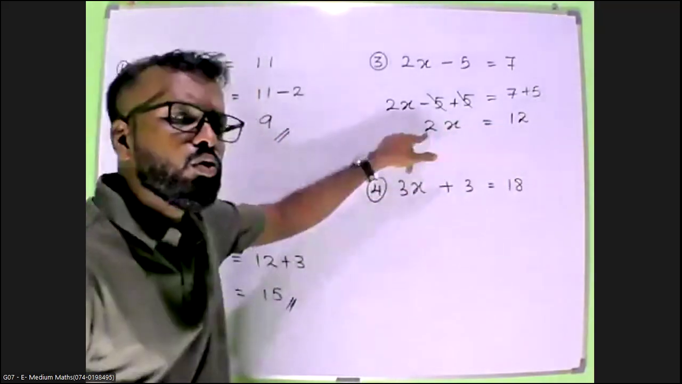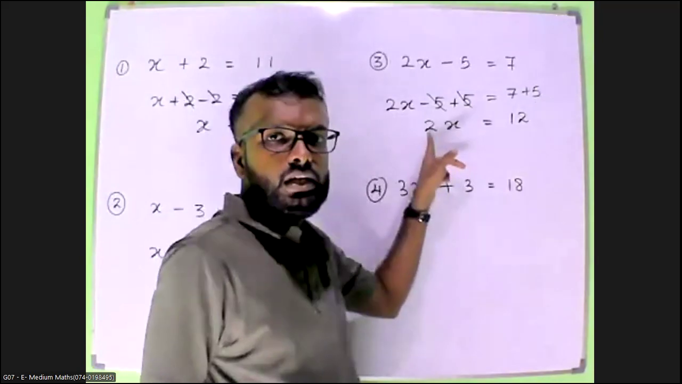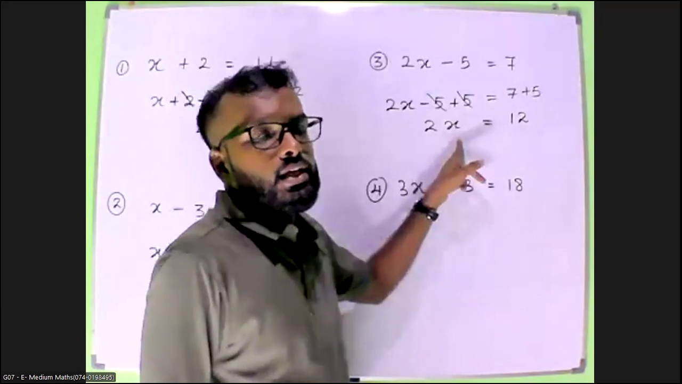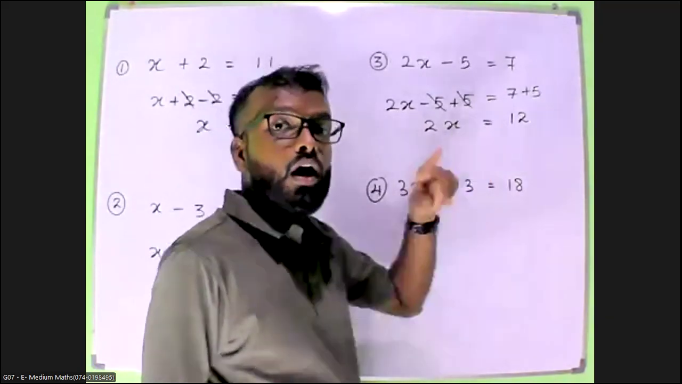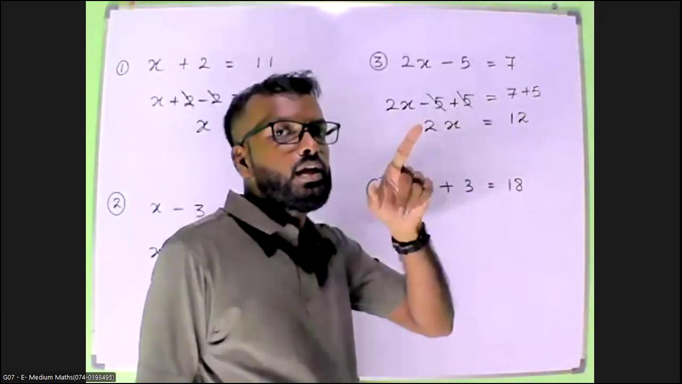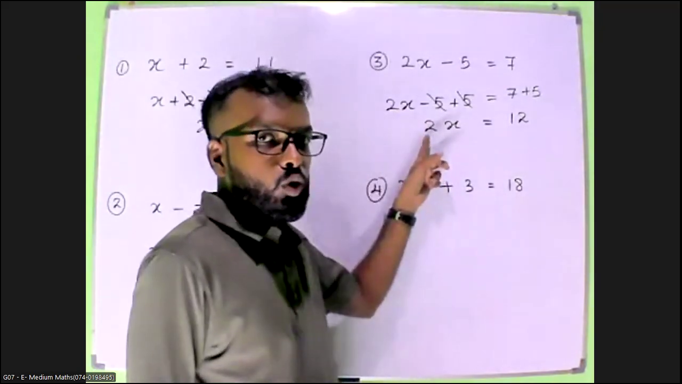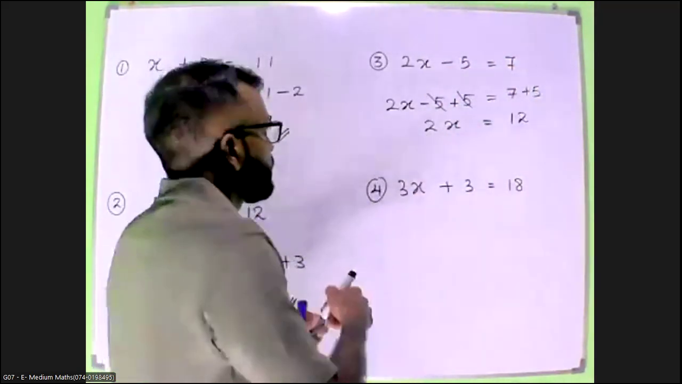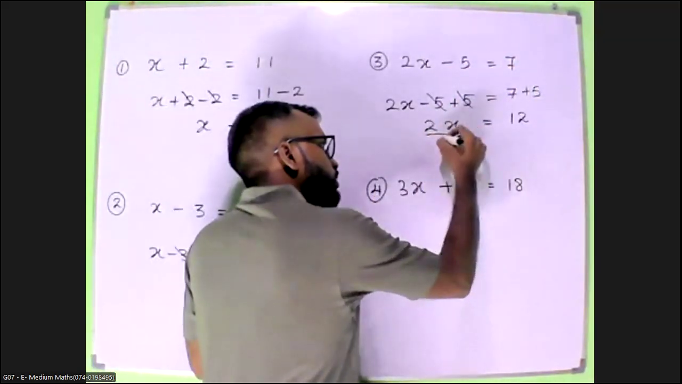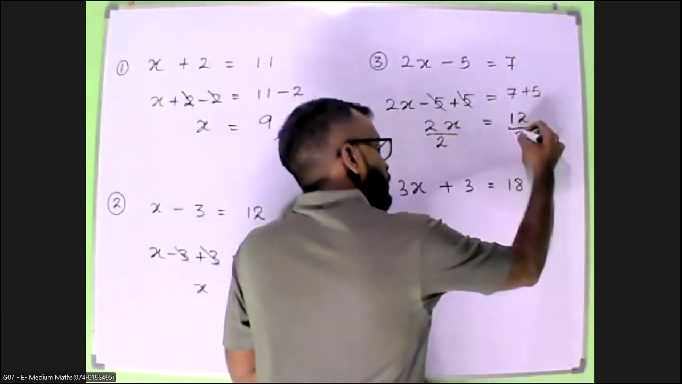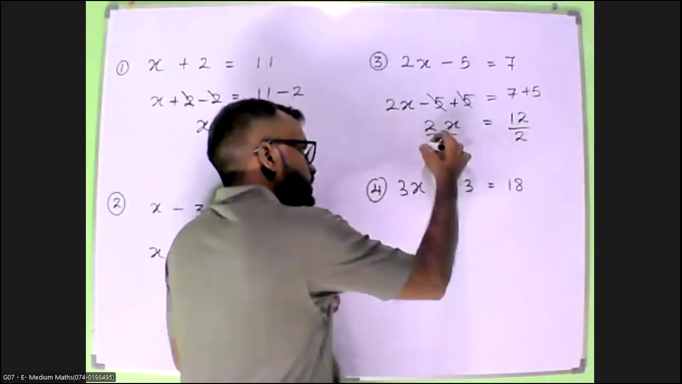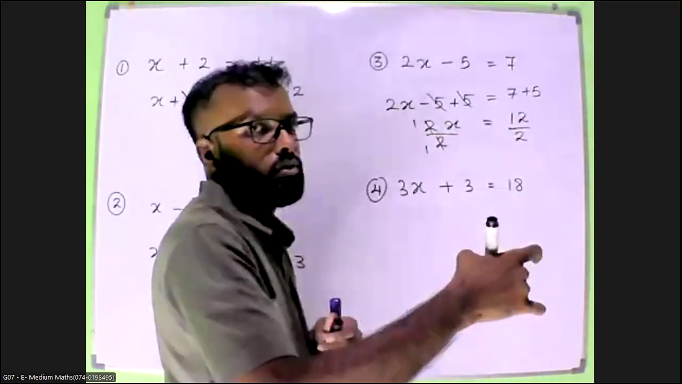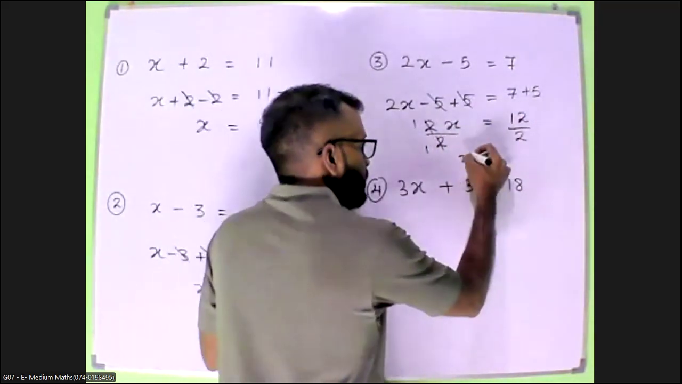Now, how do you read this? What is the operation in between 2 and x? 2 times x. 2 multiply x. So, if you want to remove 2, what is the opposite thing of multiplication? Division. You need to divide both sides by 2. 2 times 1, 2 times 1. So, 12 divided by 2, 6. x equals 6.